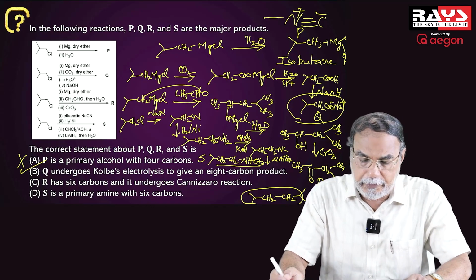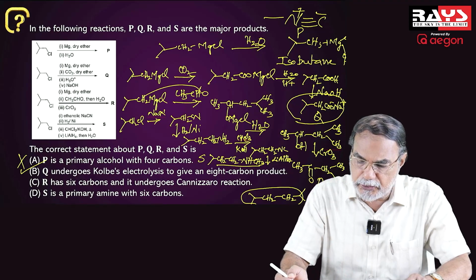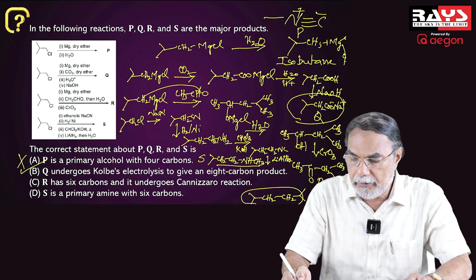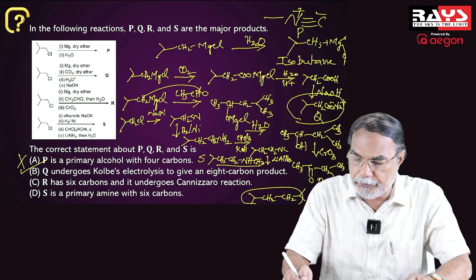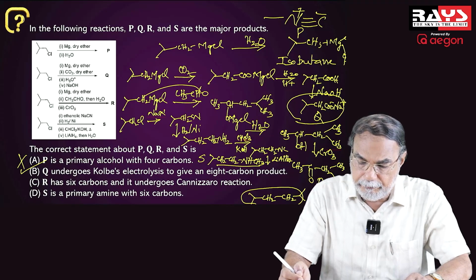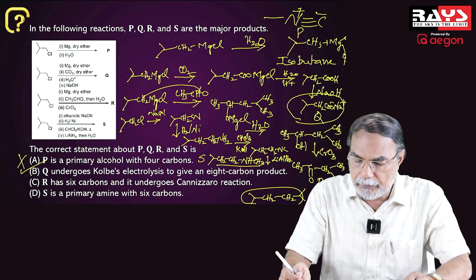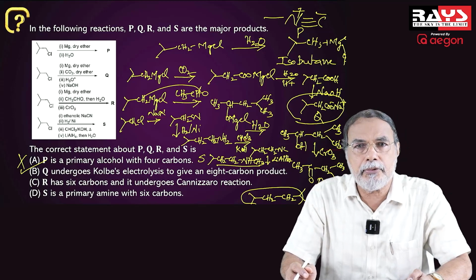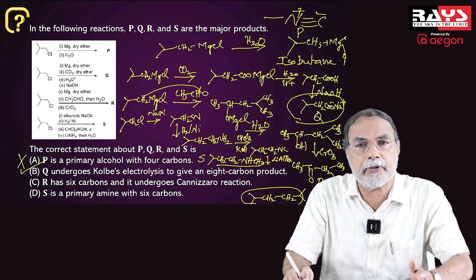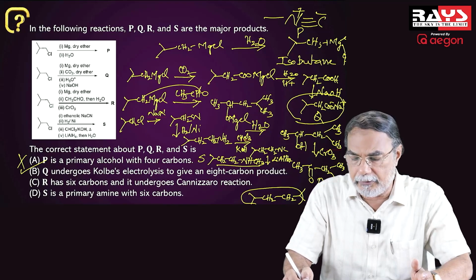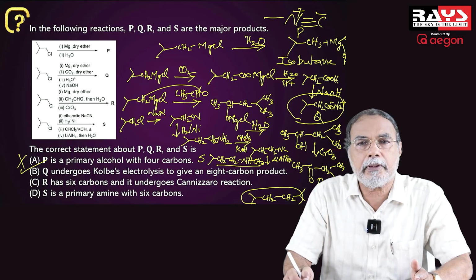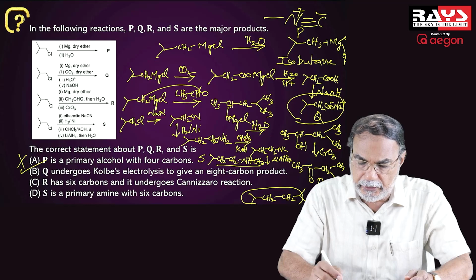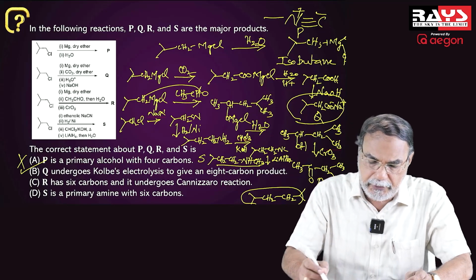Okay? Now coming to the third statement, R has 6 carbon atoms and it undergoes Cannizzaro reaction. Of course, it's a compound containing 5 carbon atoms. It's a ketone containing 5 carbon atoms, and it cannot undergo Cannizzaro reaction because Cannizzaro reaction is given by aldehydes which do not contain alpha hydrogen. Here it's not an aldehyde function, it's a keto function, and obviously this compound cannot undergo Cannizzaro reaction. So R has 6 carbon atoms and it undergoes Cannizzaro reaction is a wrong statement.